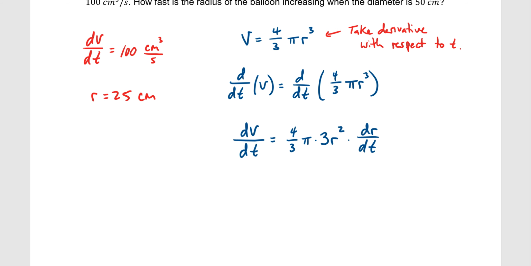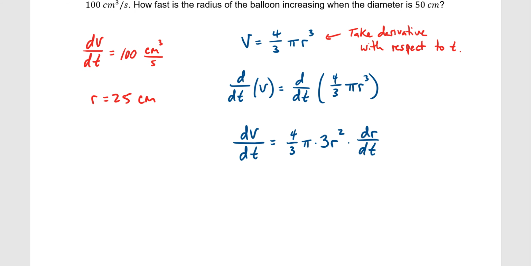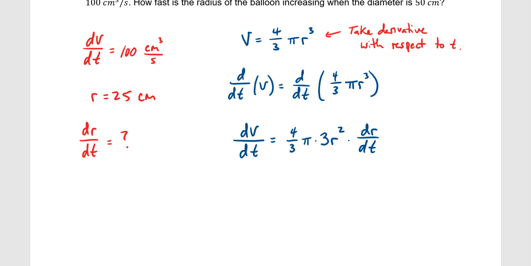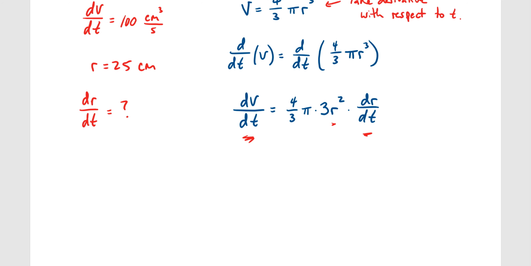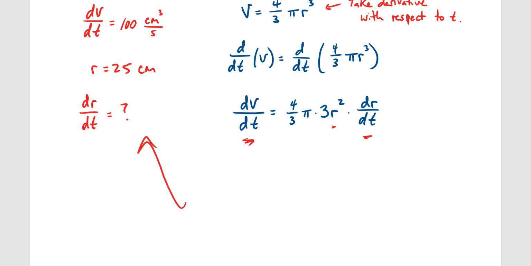And also notice here, which we should have written down to begin with, how fast is the radius of the balloon increasing? We're looking for dr/dt. That is the rate that we're looking for. Okay, so let's take a look here. We have this equation. We have 3 unknowns: dV/dt, r, and dr/dt, and that's perfect because all of these values are right over here. Let's go ahead and plug it in.